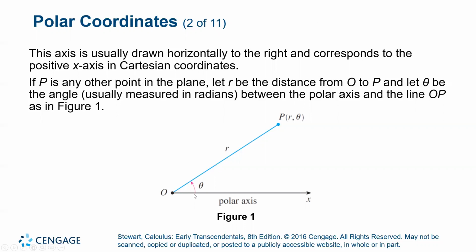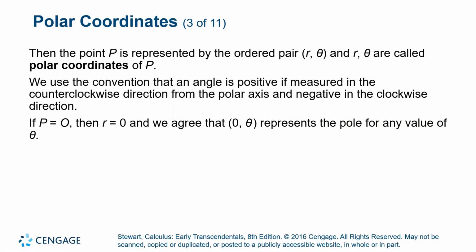So what you see on the screen here is a theta, an angle in radians, and an r, a radius. And if you move to that angle theta and go out r units, you will arrive at your point P, which is represented with r and theta. Those two together, again, are called polar coordinates.